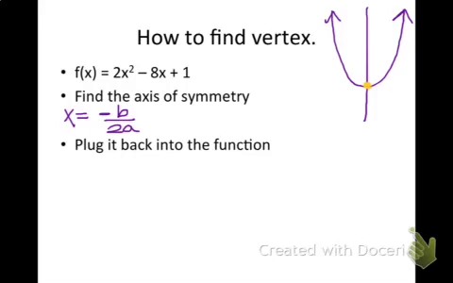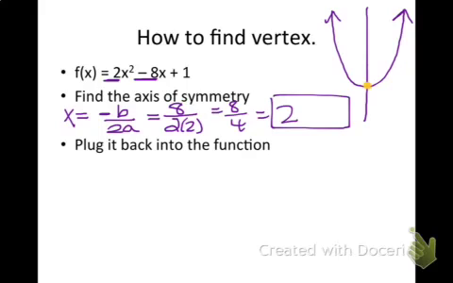So first, let's check and make sure it's in standard form. It is. So our a is 2 and our b is -8. So the opposite of negative 8 will be positive 8, and we're dividing it by 2 times 2. That gives us 8 over 4, which is 2. So x is equal to 2.